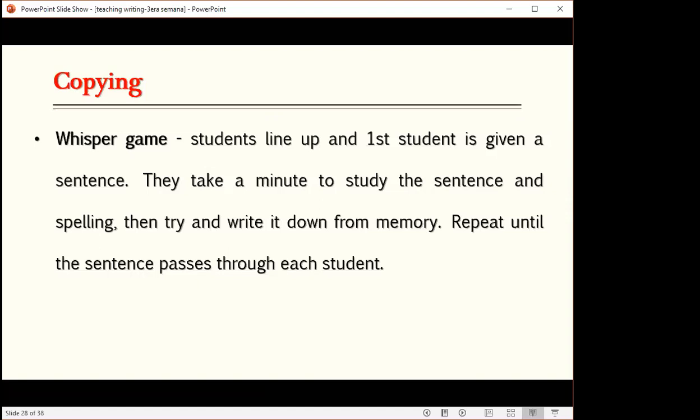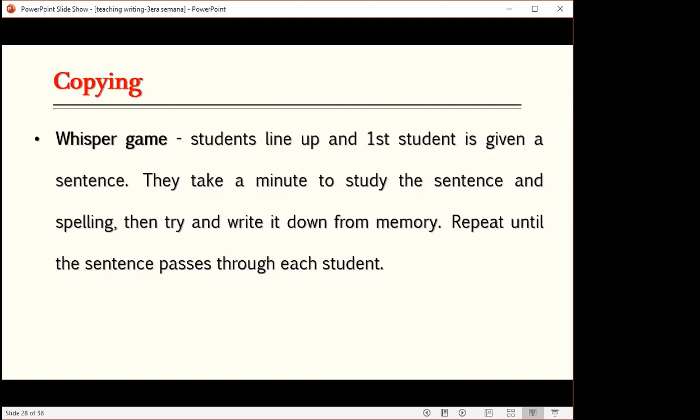So the first student, you show the paper to your student. Maybe you give them 10 or 20 seconds to memorize it, and they start writing the sentence. You have to say that they need to write the sentence correctly, with the correct capitalization and the correct punctuation. They write it down from memory, and this repeats until the sentence passes through each student.